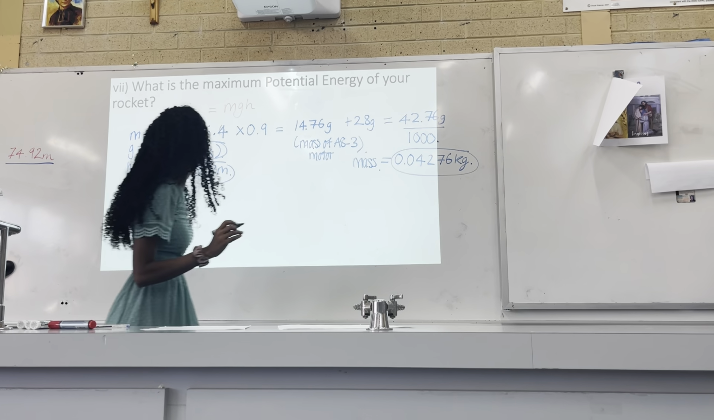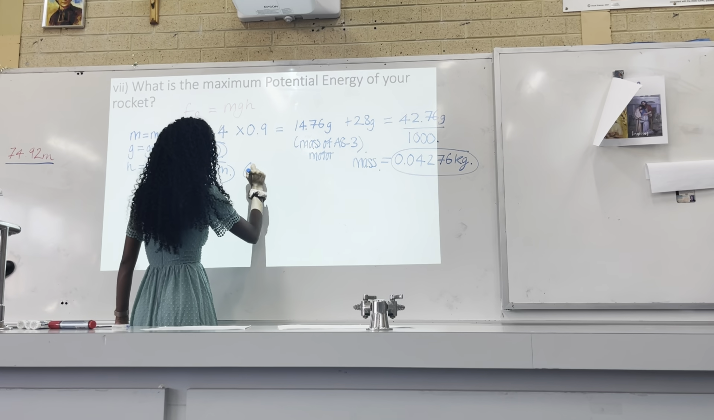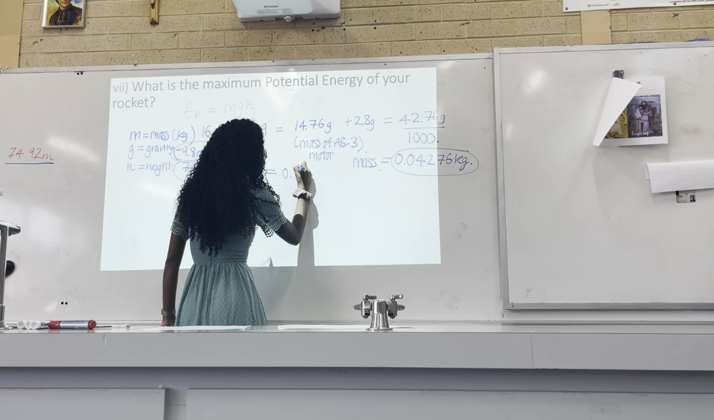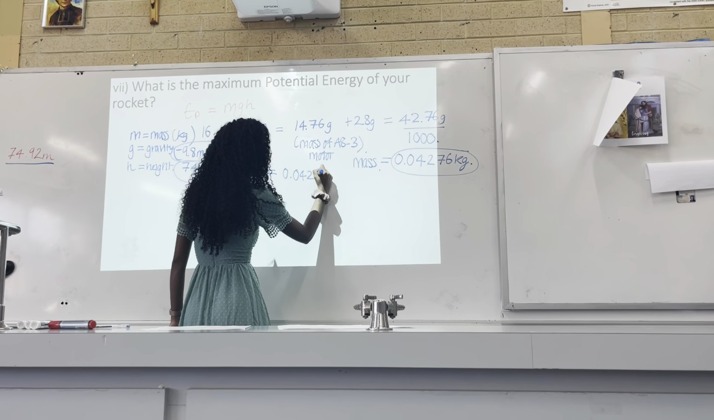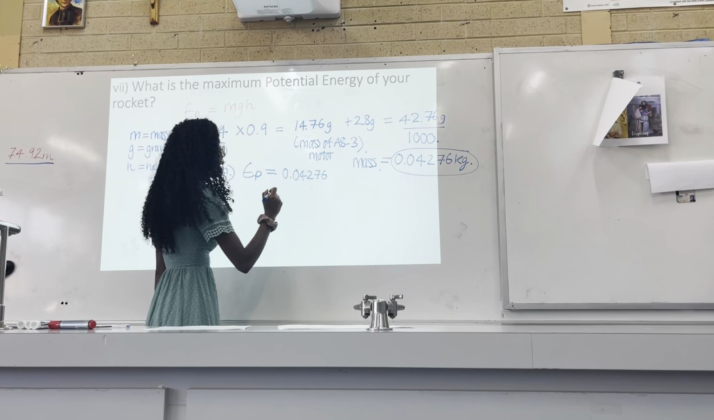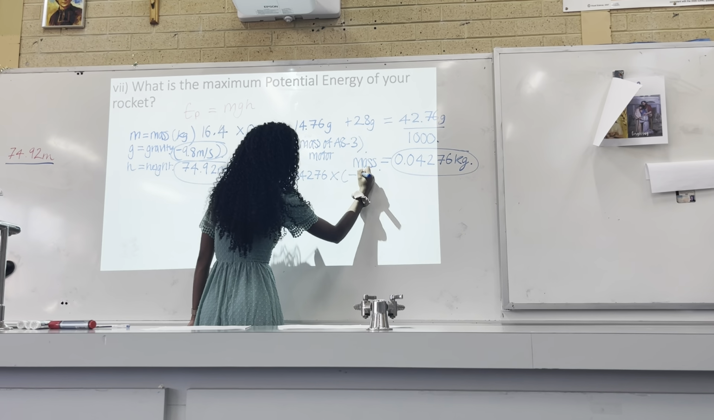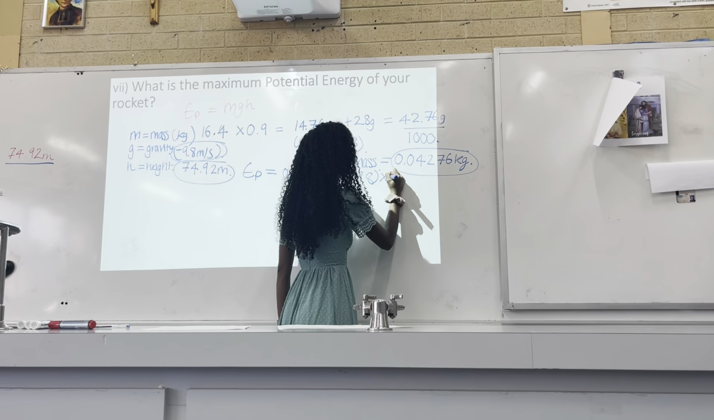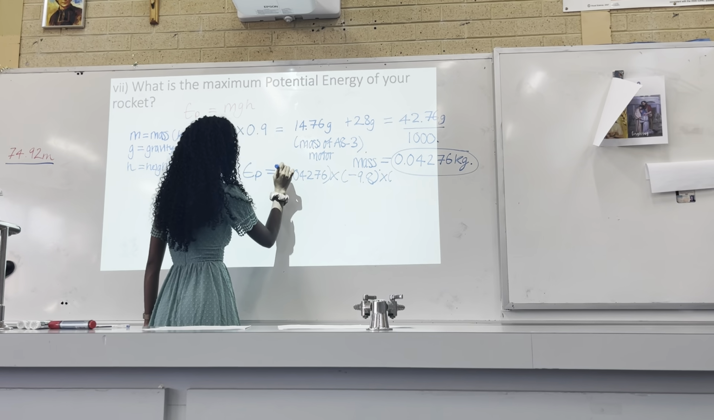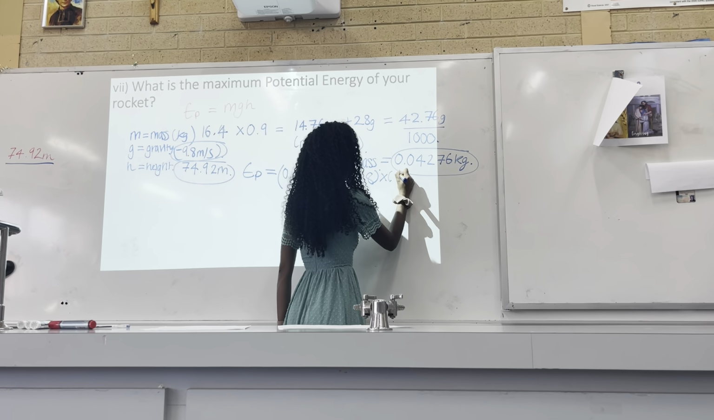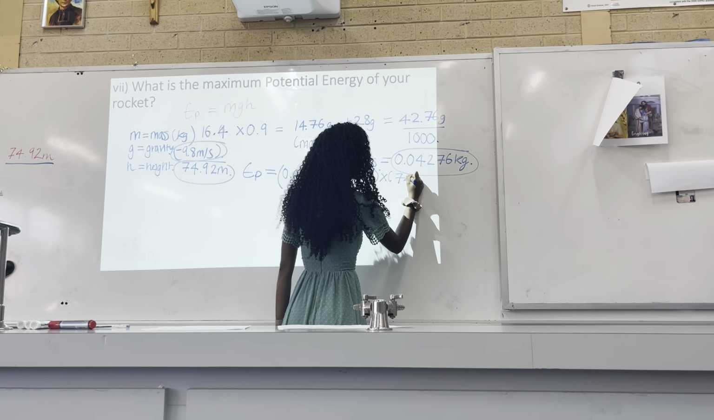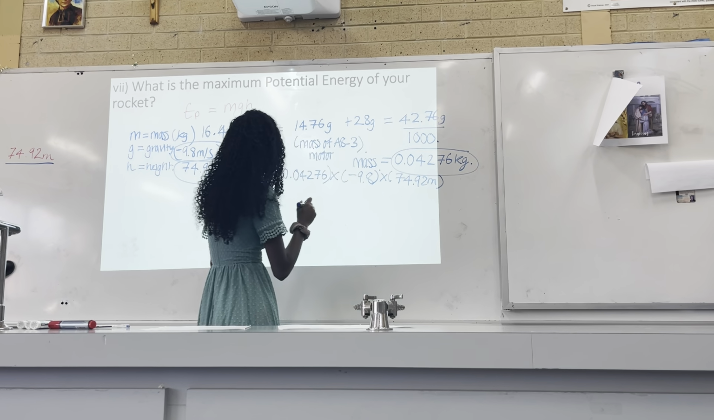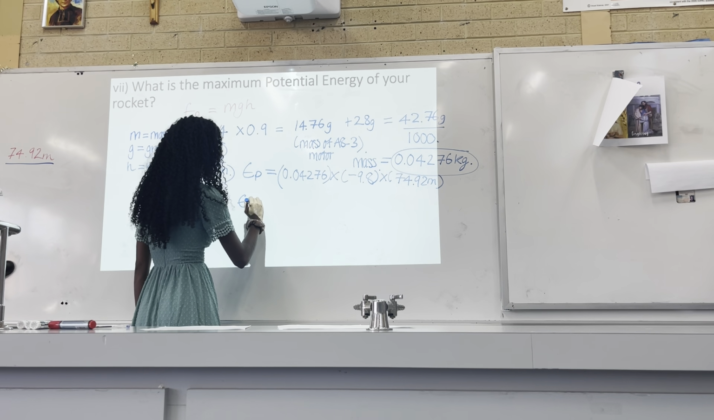So if we input all of those numbers, it'll be EP is equal to 0.04276 multiplied by negative 9.8 multiplied by, let's put these all in brackets actually, 74.92 meters. All right, and that will give us our potential energy.